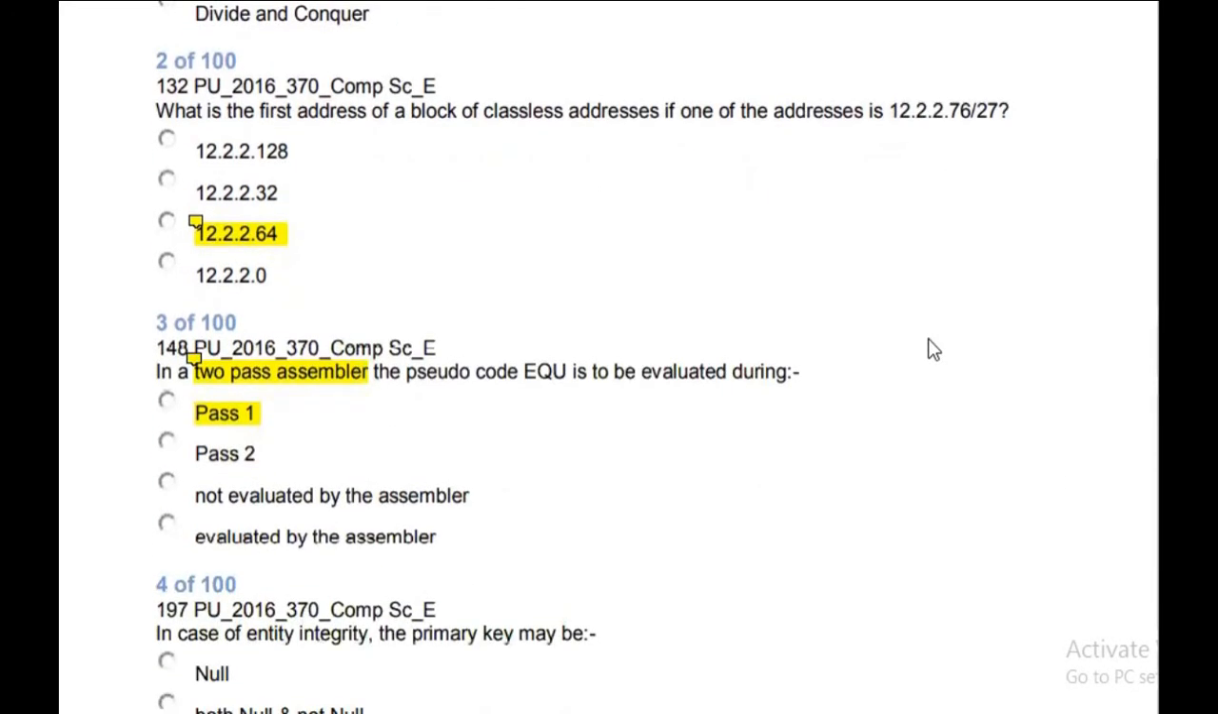Second question, what is the first address of a block of classless addresses if one of the addresses is 12.2.2.76/27? The right answer is option C, 12.2.2.64.